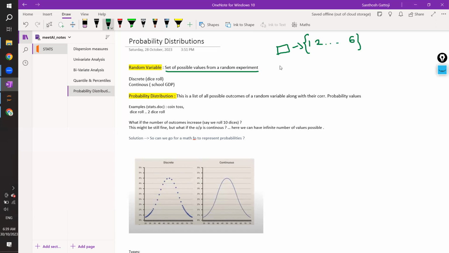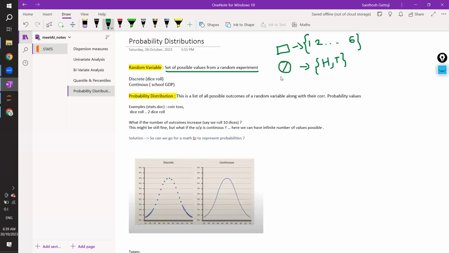For example, if you're tossing a coin, then tossing a coin is a random experiment. So what are the possible outcomes, guys? If you toss a coin, heads or tails? Agree? Heads or tails. Fine.